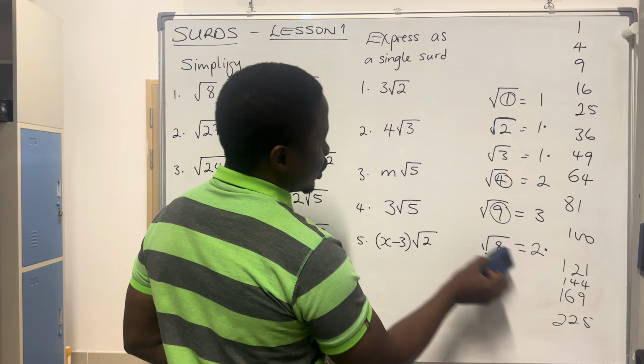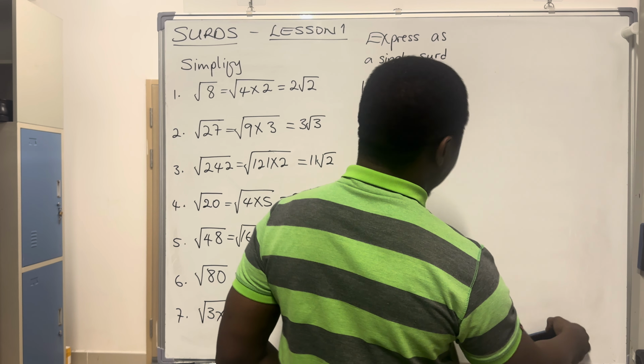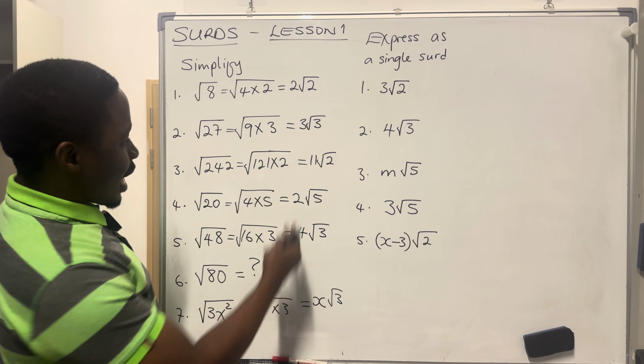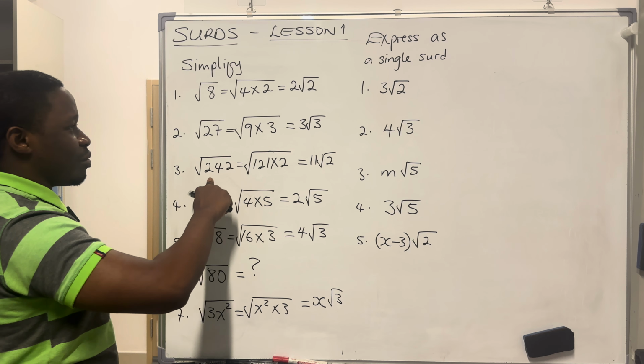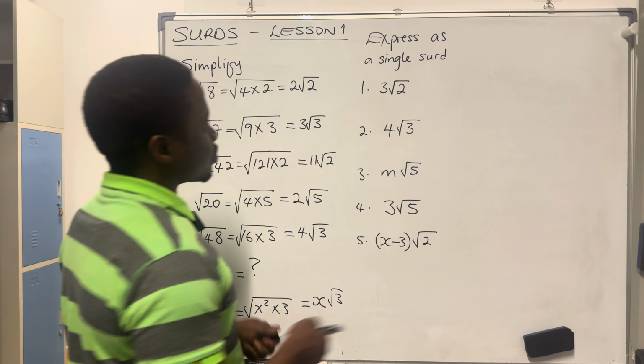Okay. So where are we now? Like this one, how do we return it to this form? How can this become this? How do we write this to become this? Taking this one back to this, that is what we mean by express as a single surd.